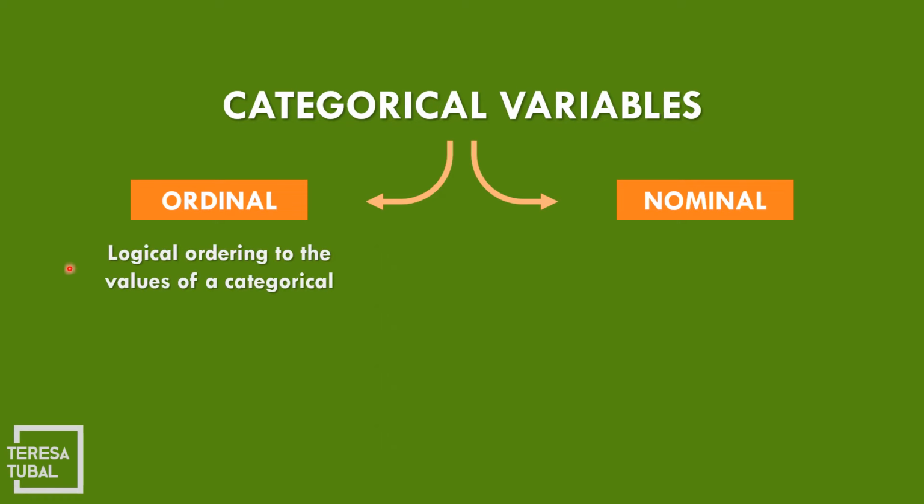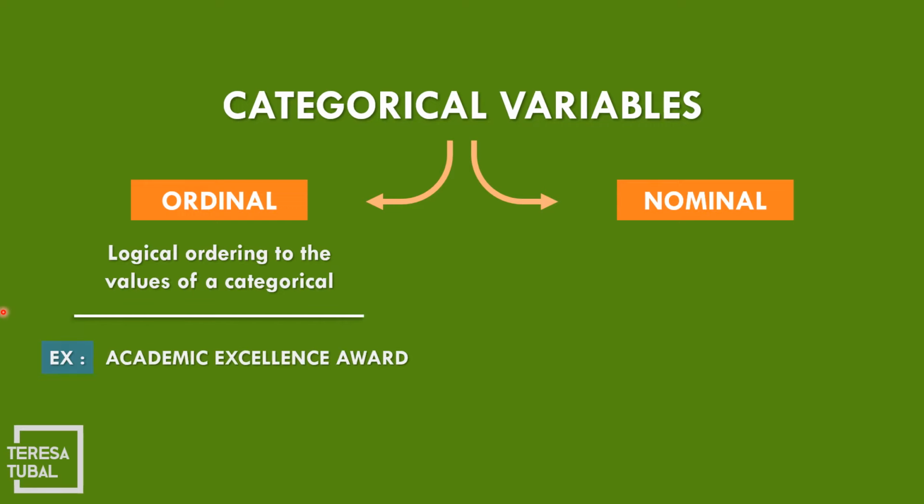Ordinal, it refers to logical ordering of the values of a categorical variable. Example of ordinal, that is the Academic Excellence Award. As you can see, we arrange the ranking of students from highest to lowest. So it means with highest honors, with high honors, and with honors. We can also arrange from lowest to highest. So it means with honors, with high honors, with highest honors. As you can see, in ordinal, logical ordering is important.